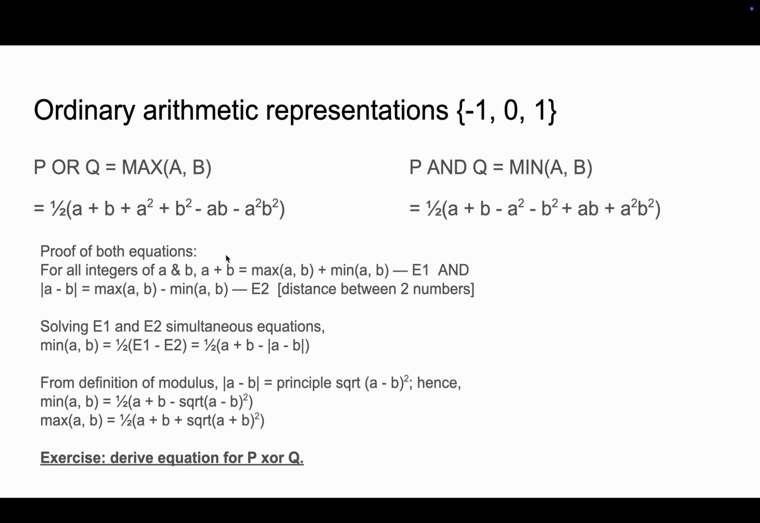Principal square root refers to taking only the positive part of the square root, which is what a modulus does. If you square it and then you take the positive root, you are essentially converting all negative numbers into their positive forms, and all positive forms will remain as positive because a negative number squared will be positive.